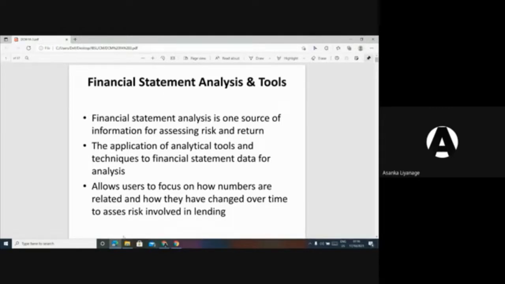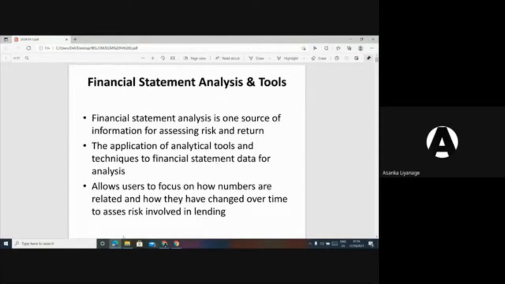Then point number 3 in this slide allows users to focus on how numbers are related and how they have changed over time to assess the risk involved in lending. Now, if you don't analyze these things, you cannot correctly assess the risk.